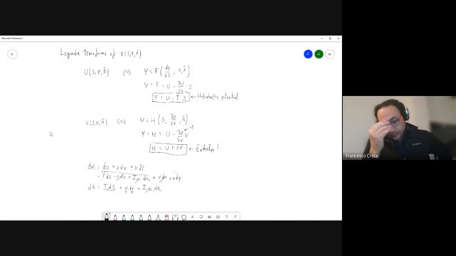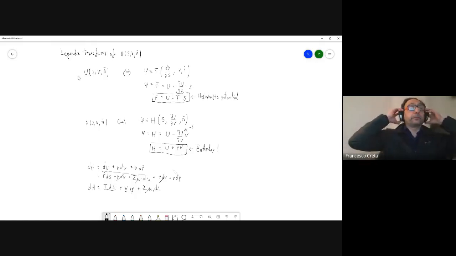Okay, so let me just recap one second. We had seen the importance of deriving the fundamental equation in terms of, for example, the internal energy as a function of S, V, and N. But really, using the concept of Legendre transforms, we can derive completely equivalent forms of the fundamental equation.